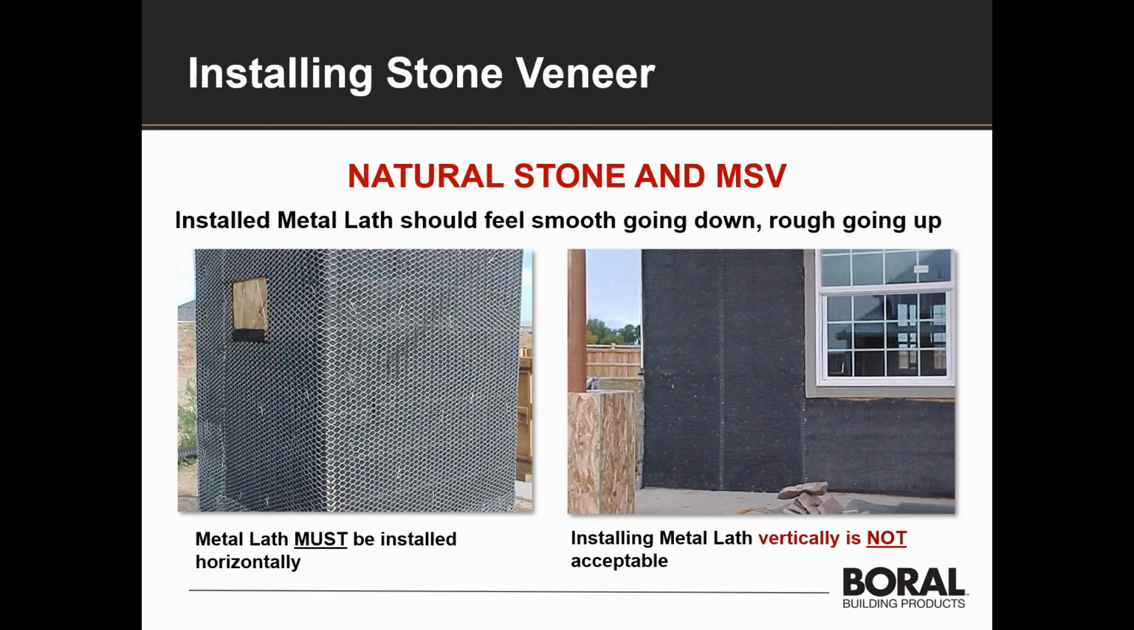Metal lath is a part of the installation process. Now, over the years, they've developed fiberglass mesh that works as well. Also, cement board can now be used on exteriors. But for the most part, most of the product is going up on a metal lath. The metal lath should be installed horizontally, not vertically. And it should be overlapped in the field. So a minimum inch overlap, vertical and horizontal.